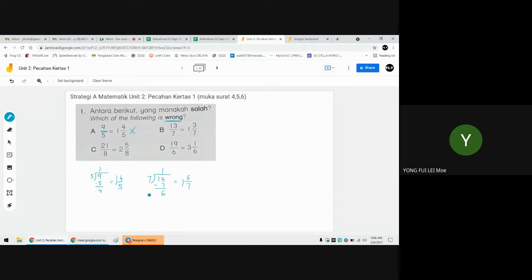1 and 6/7. The remainder will be on top, and 7 will be the denominator. So you look at this. They are different. If they are different, it means this is wrong. Do you want to continue this too? It's optional, it's up to you. But if I were you, I would take the shortcut. I got the answer B, because I am very sure C and D will be correct. Maybe I shouldn't put an X here, because later you will see why this is wrong. So the answer is B.